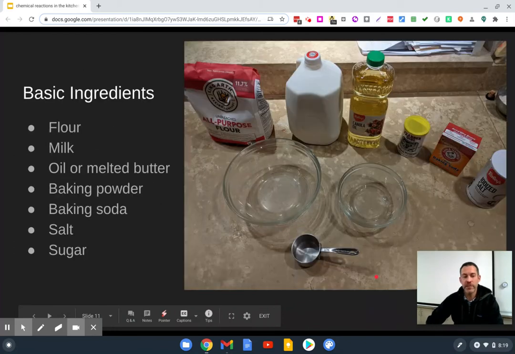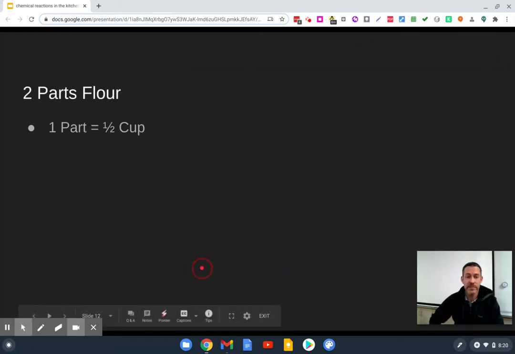So the first thing we're going to do, we're going to get our basic ingredients. I've got some flour, milk. I'm using canola oil. You could use any kind of oil or melted butter for your fat. I've got some baking powder, some baking soda, some salt, and I have some sugar just off camera here. And I'm using 2 bowls, one for the dry ingredients, one for the wet. And then here's my measuring cup that will be my part.